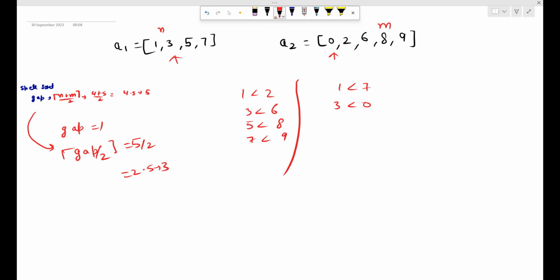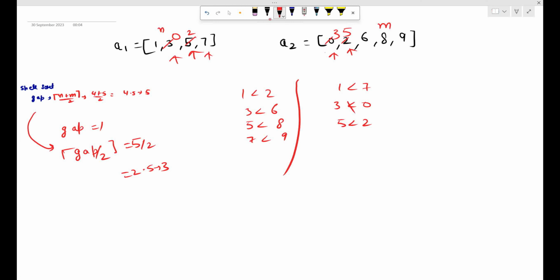3 less than 0? No, not fine. That means we need to swap these two elements. So what we will do is we will swap, right? Now going to the next one. Next is 5, it is 2. 5 is less than 2? Now we will swap. So 2 will come here and 5 will come here, right?